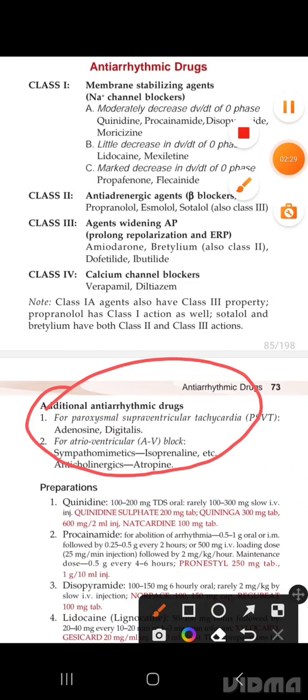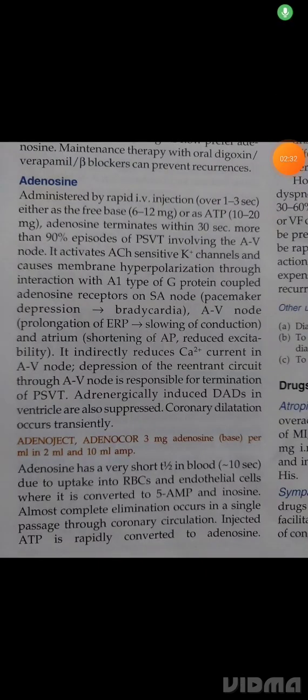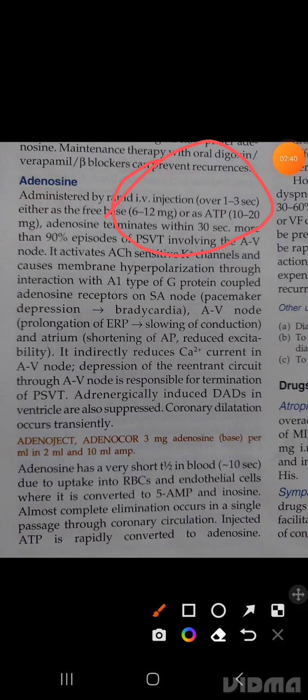I will give the explanation. This answer I have found from Tripathi. We will check the dose. Adenosine is given as a rapid IV injection over 1 to 3 seconds. Within this it will produce its action. After administering, it gives action within seconds, and it also terminates its action within 30 seconds.